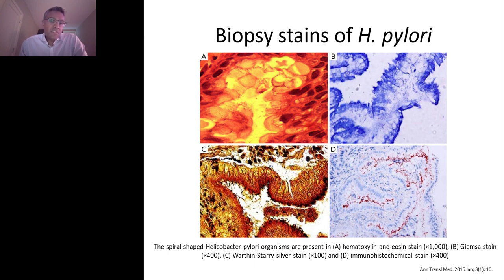This is what a biopsy stain typically looks like. And in the bottom right-hand panel, you can see an immunohistochemical stain of the gastric material in the biopsy with that reddish hue, identifying areas that are infected with the Helicobacter pylori organism. The other panels represent other stains that can be used, such as hematoxylin and eosin in panel A, Giemsa, and a Warthin-Starry silver stain in panel C.